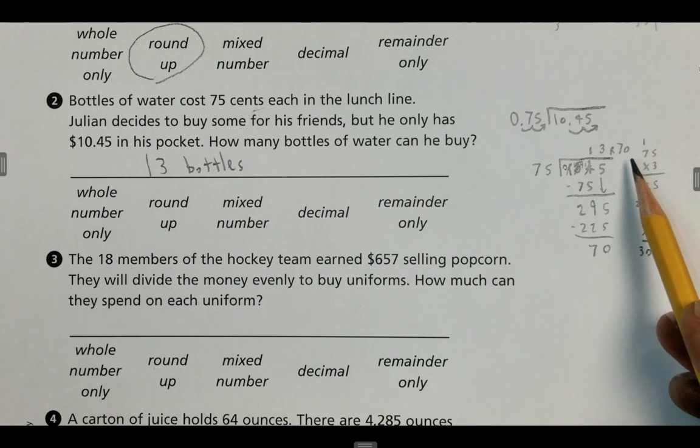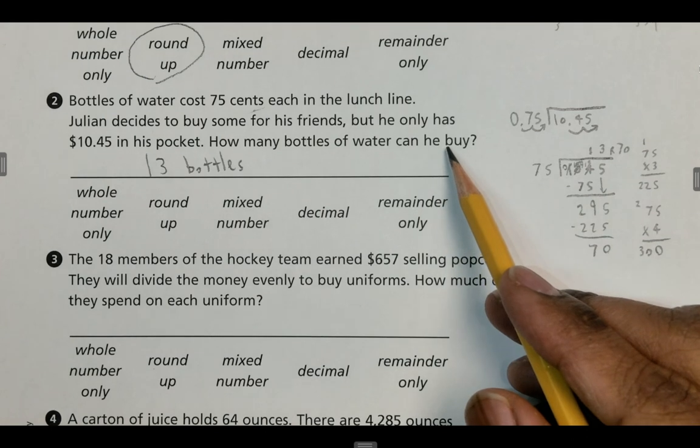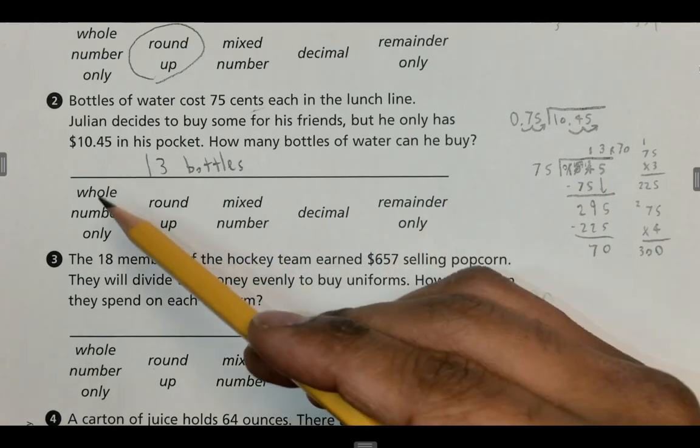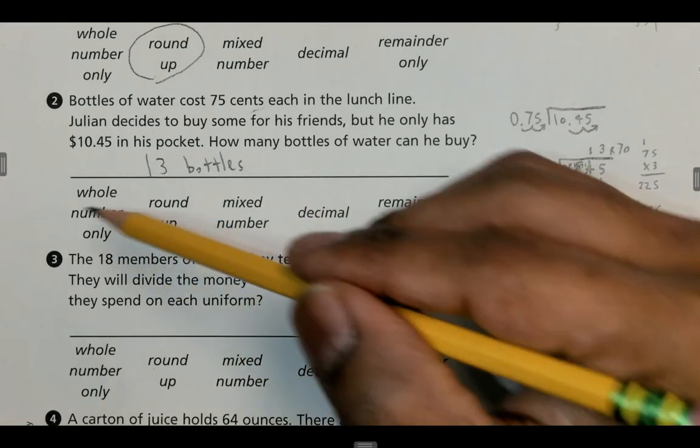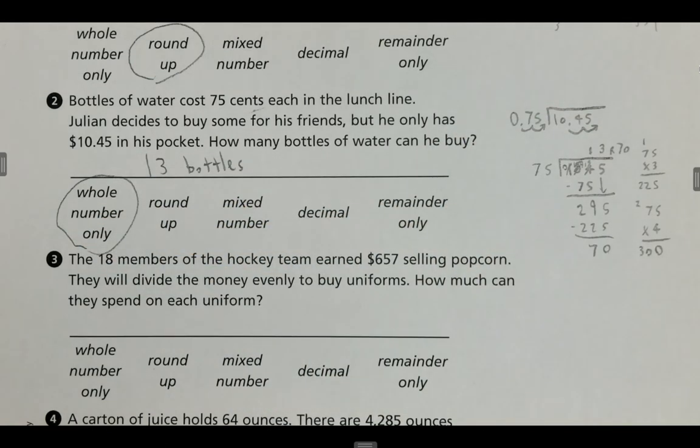We don't care about the remainder because the question is only asking us how many bottles of water can he buy, not how much money does he have left over. So what to do about the remainder? We ignore it. We care about the whole number only.